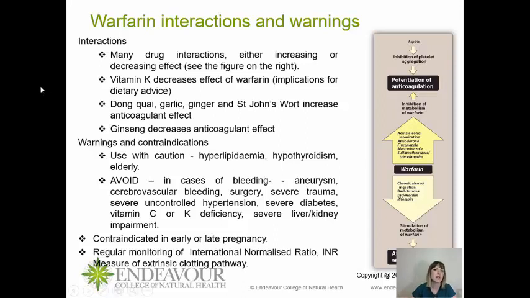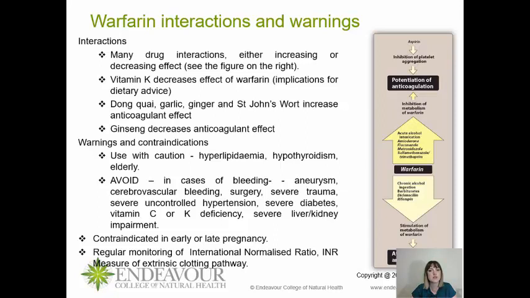And you'll also see vitamin K levels interacting with warfarin. Because it's so similar to vitamin K and because it's acting on an enzyme that uses vitamin K, increase the amount of vitamin K, you decrease the effect of warfarin. Decrease the amount of vitamin K and you increase the effect of warfarin. So it's important that people have a fairly steady intake of vitamin K if they're taking warfarin. Contraindicated in early or late pregnancy. Early pregnancy bleeding is likely to lead to miscarriage. Late pregnancy, you have risks of bleeding in labour.